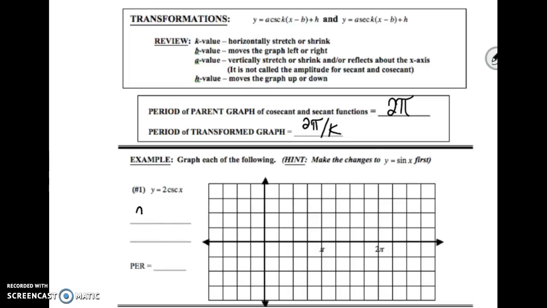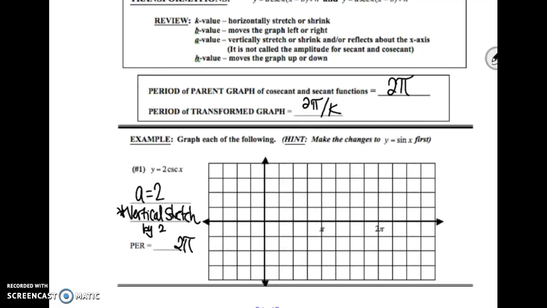So first, let's talk about what we have. We have an a value of 2, which is going to be a vertical stretch by 2. We don't have a k value, so our period isn't changing here. Our period is still going to be 2 pi. Now there's a little note here on the side that says, hint, make the changes to y equals sine of x first. And that's great advice. So the first thing that I'm going to do is sketch in what my picture frame would look like if I were graphing 2 sine of x instead of 2 cosecant x.